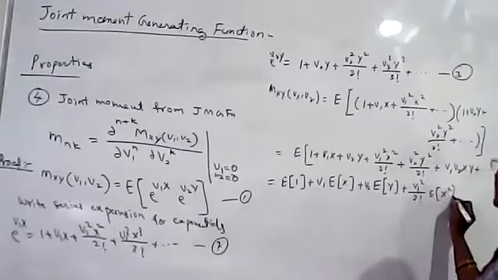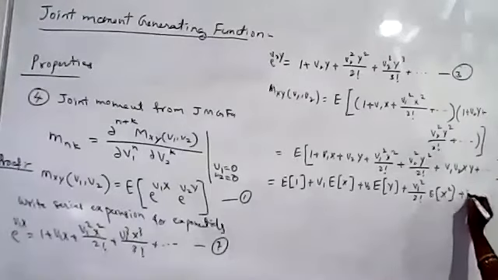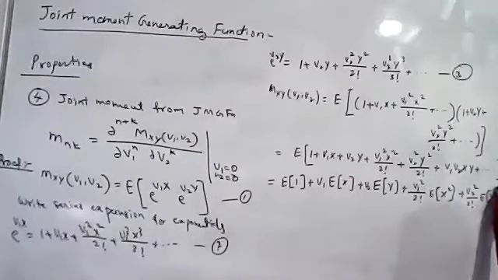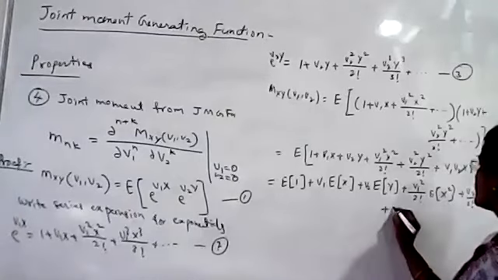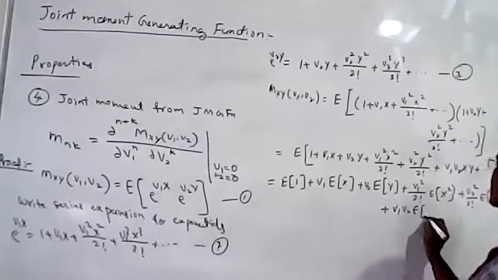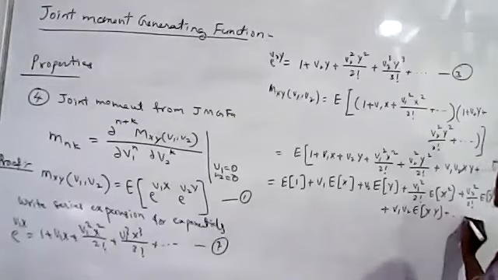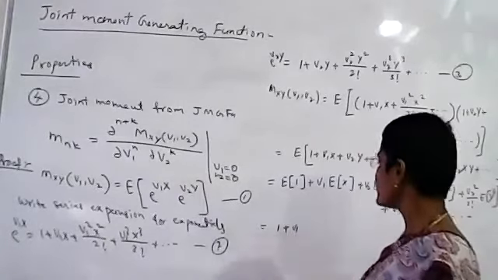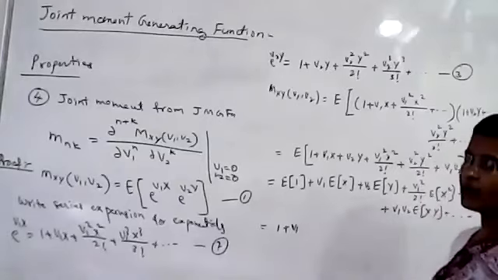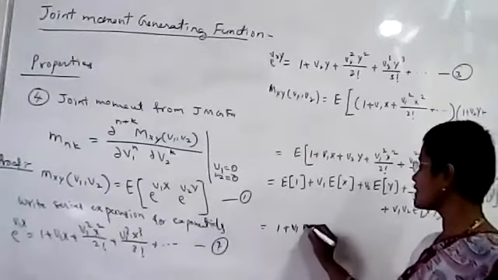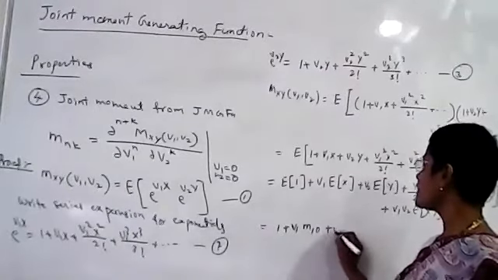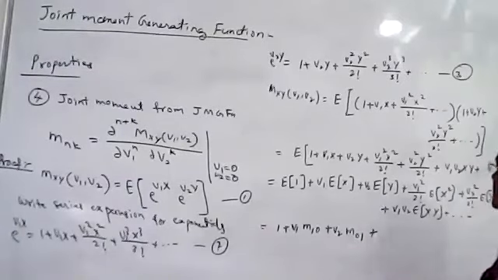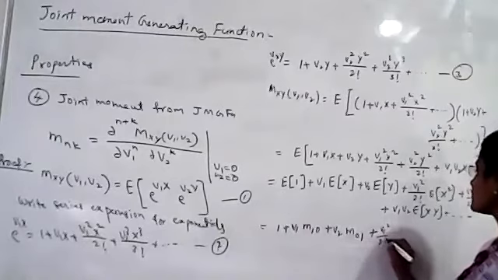So for x square and v2 square by 2 factorial, expected value of y square, plus v1 v2 expected value of x1 plus so on. Now what is this? It is equal to 1 plus v1. What is expected value of x? Expected value of x is nothing but m10. v2, what is expected value of y? It is m01.